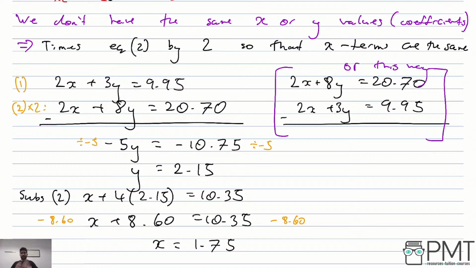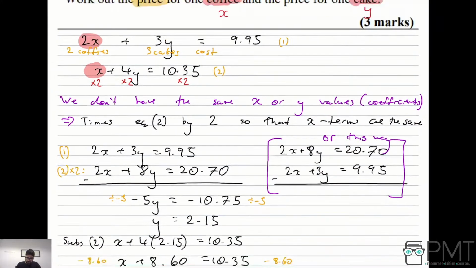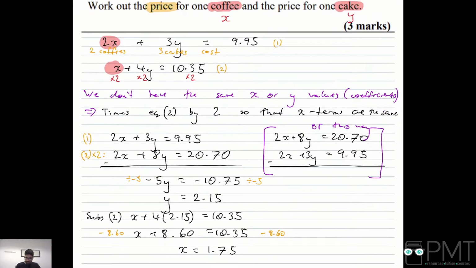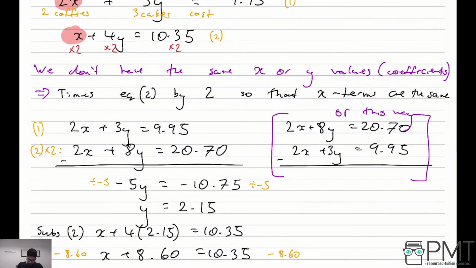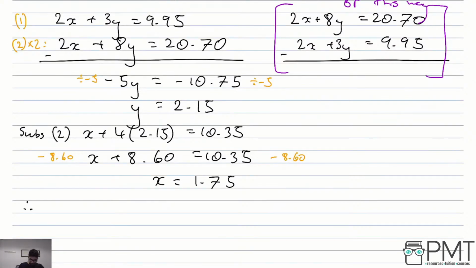Yeah, so we have got x and y. We have solved the simultaneous equations. But that means what was x? If you go back to the question, x has a meaning. So x is the price of the coffee. Y is the price of the cake. So you can write them down. Therefore, coffee price is 1.75. It's not a nice 5. And then cake price is 2.15.